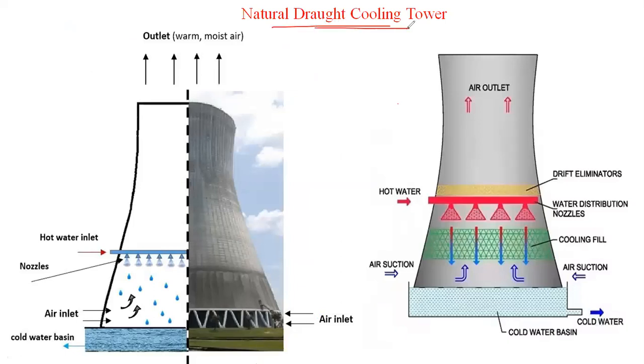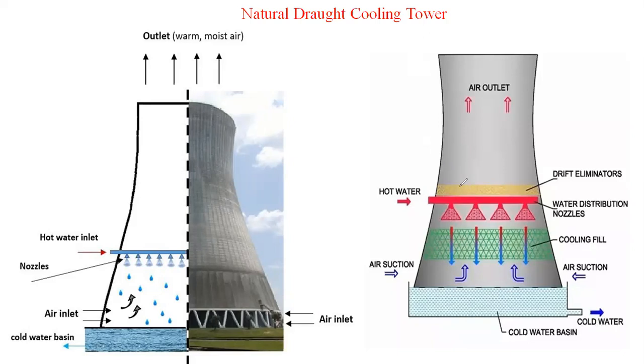Here, this natural draft cooling tower is a closely built structure. Now you can observe the right hand side. This is nothing but the natural draft cooling tower. Another name of natural draft cooling tower is induced draft cooling tower. Here the construction is a closely built structure. The height is quite tall, and the top portion works as a stack operation.